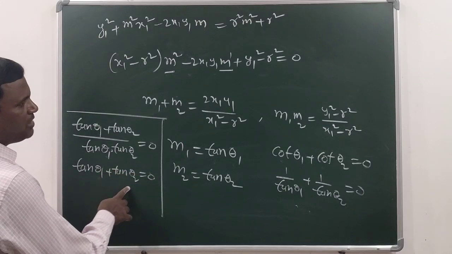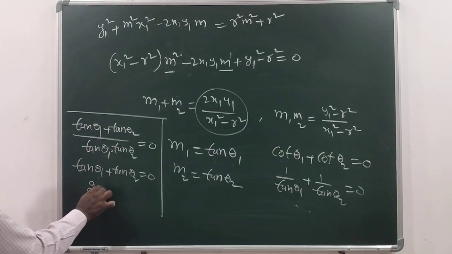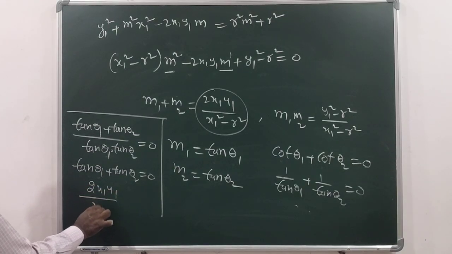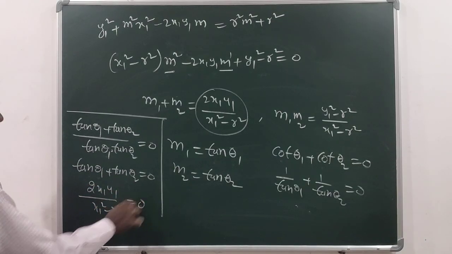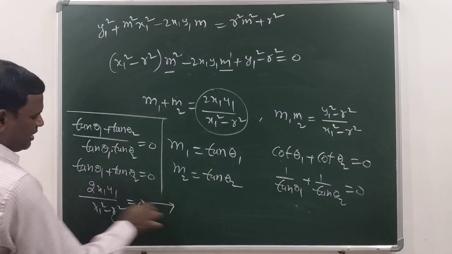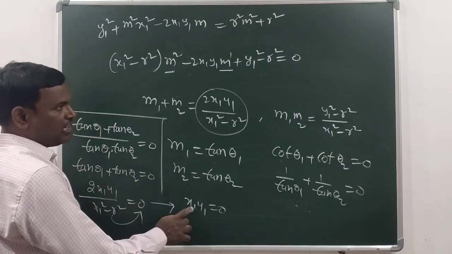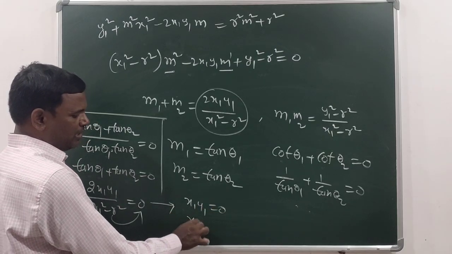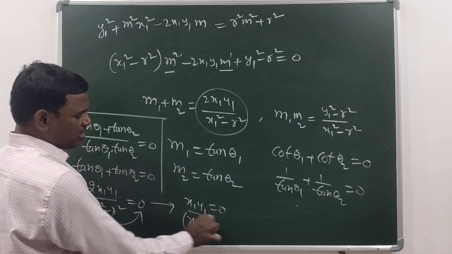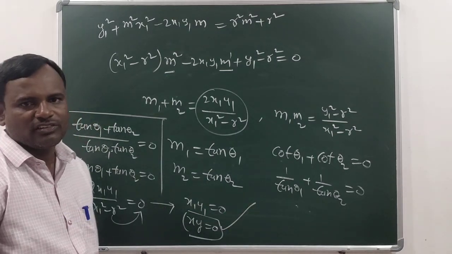Here tan theta 1 plus tan theta 2 is nothing but this, no? Now write that value over here: 2 x1 y1 by x1 square minus r square equal to 0. So transfer this one to the right side so that you will get x1 y1 equal to 0. In the final answer, you must replace x1 y1 by x y. So x y equal to 0 is our required locus equation.